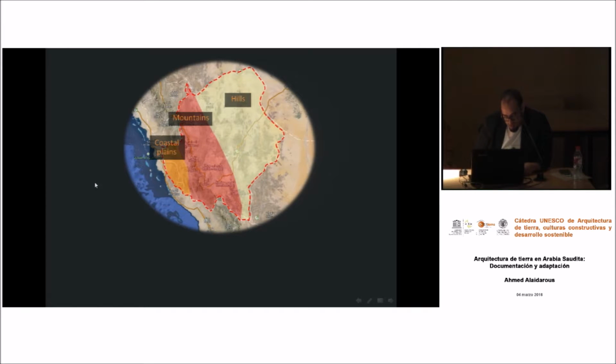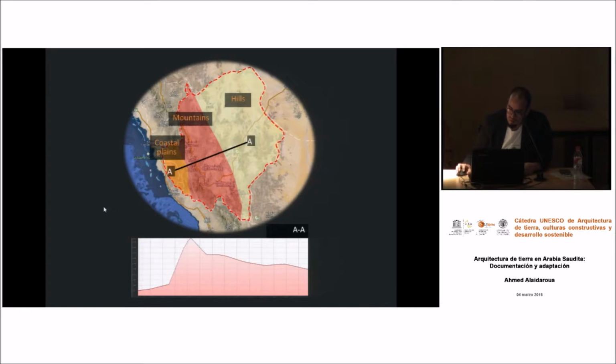So let's move on to the next part, talking about Asir, which is located in the southwest of Saudi Arabia. Asir actually has a lot of topographical zones. In the west is the coastline, and the middle is the mountainous zone. It's absolutely rainy all year, and the east part is the hills, and east of it is the desert. So this is a small zone containing a lot of vernacular architecture. In the west, they use stones. In the middle, they use stone and cob material. And in the east, they use cob material.